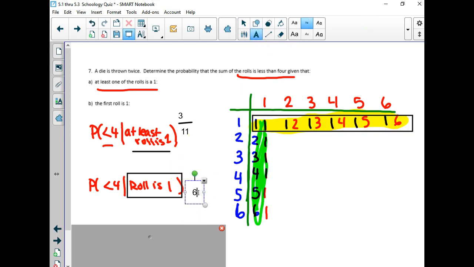We have 6. Now, out of these outcomes, how many have a sum that is less than 4? There's one here, and there's one here. That's 2 options. So my probability is 2 out of 6, or 1/3, or you can write that as a percentage as well.